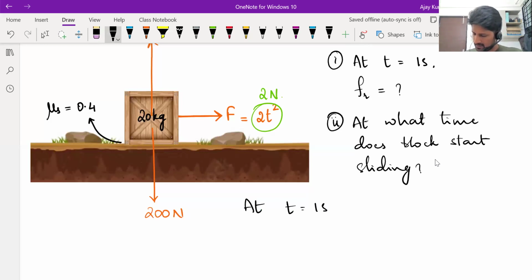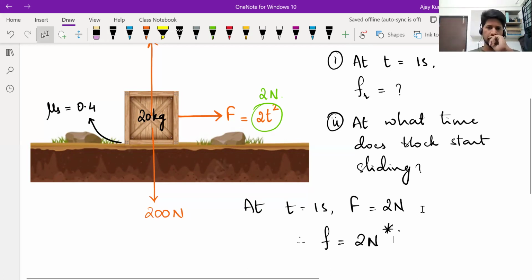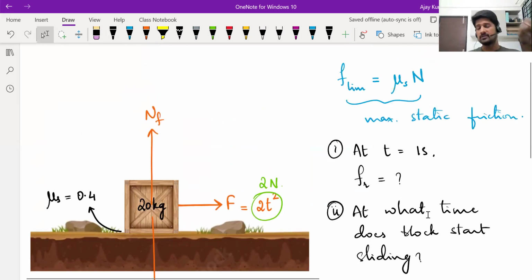At t equal to 1 second, sliding force is 2 newtons. Therefore, friction acting will also be 2 newtons. Now I directly said friction acting will be 2 newtons. How do I know if friction can actually become 2 newtons or not? Static friction has a limit. This is another point you need to keep in mind when you solve problems based on friction.